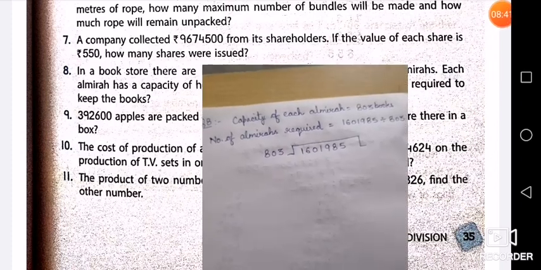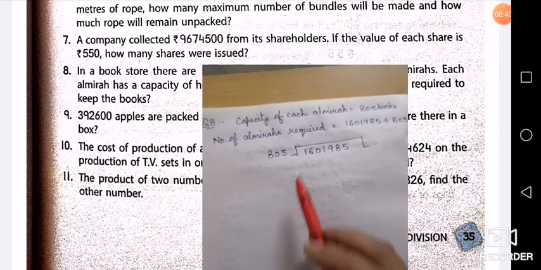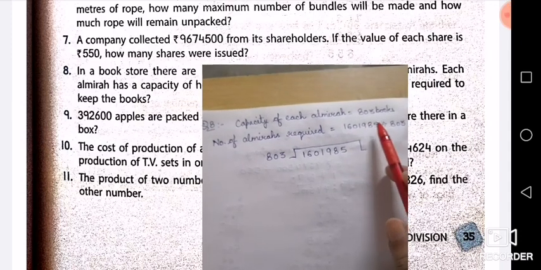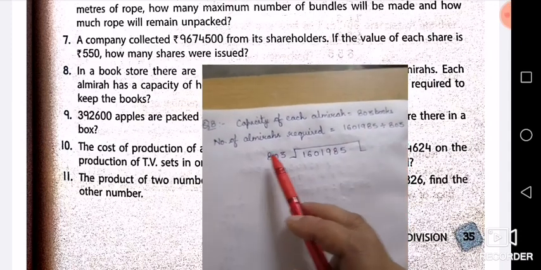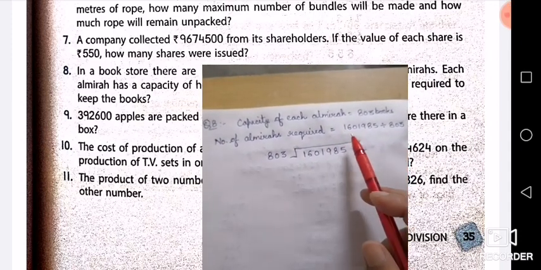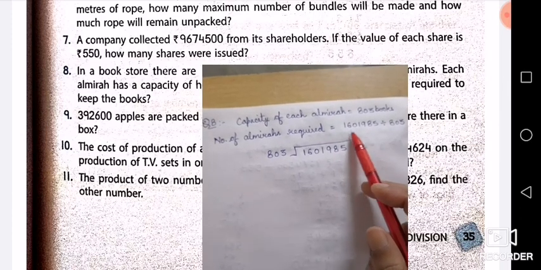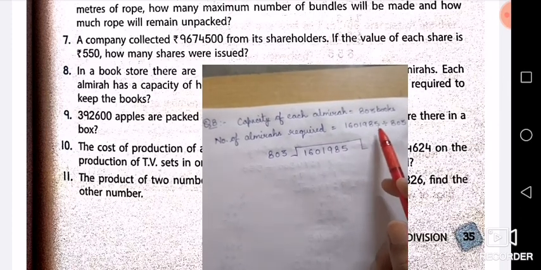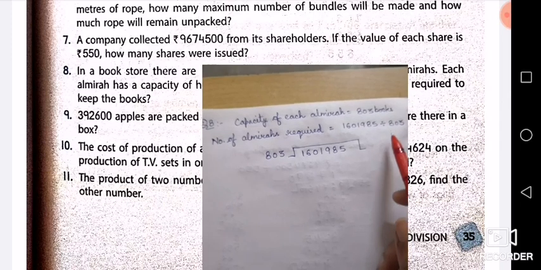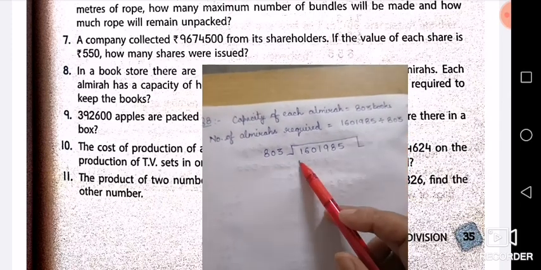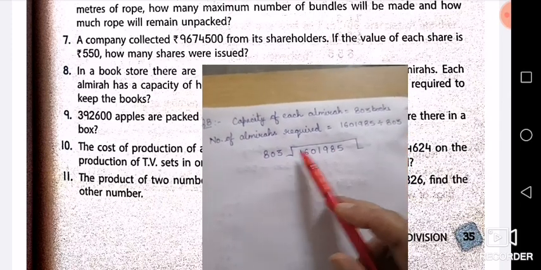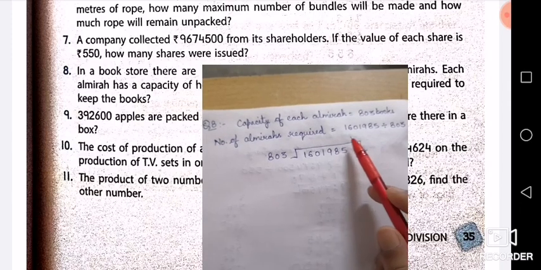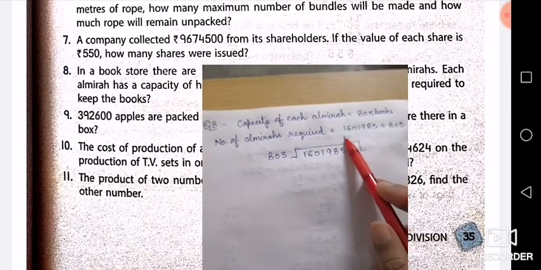So here in the question, capacity of each almirah is given, that is 803 books. Now number of almirahs required, that is 16,01,985 total books are there, that will be divided by 803. Then you will get the total almirahs required for keeping all these books.